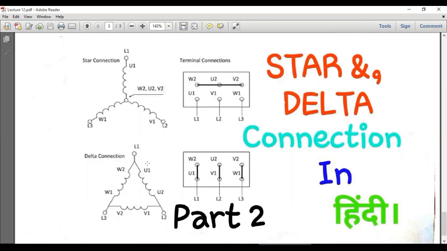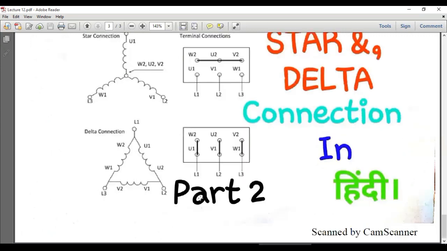But in delta connection, W2 will be connected with U1, U2 will be connected with V1, and V2 will be connected with W1. And we will have three connections from three different positions. So such a connection will give us the delta connection. So this is U1, this is U2, this is one winding, and we will connect W2 with U1, and we will connect U2 with V1, and here we have the third winding. This is V1, this is V2. So U2 will be connected with V1, and V2 will be connected with W1. So this will become a delta connection.